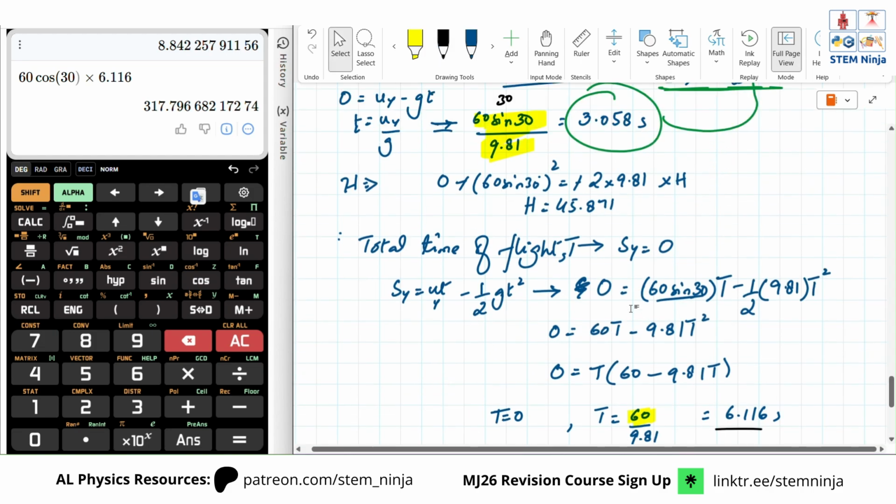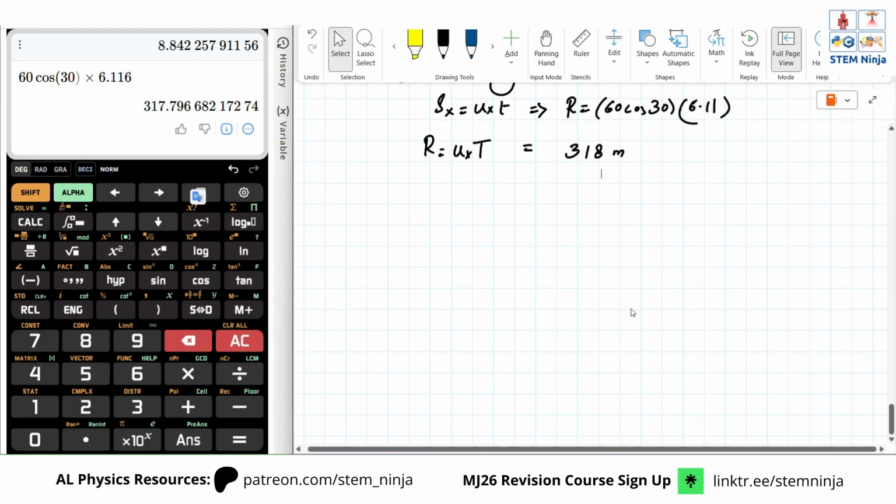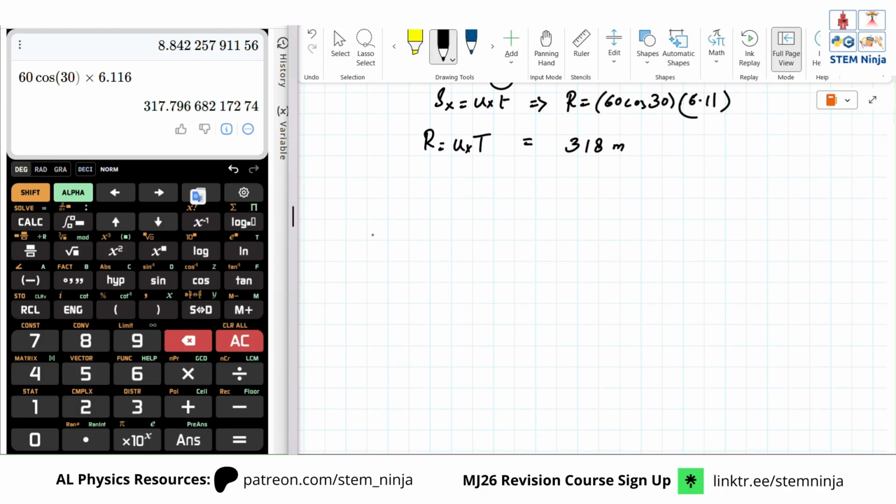Now this was the case when it's returning to the same level. But what if it continues going? Case 2. Let's say it's thrown this way. This is the ground. We would have to do the exact same thing we did before.